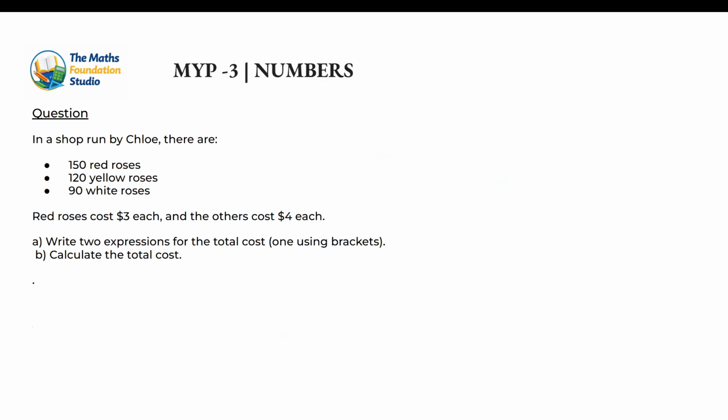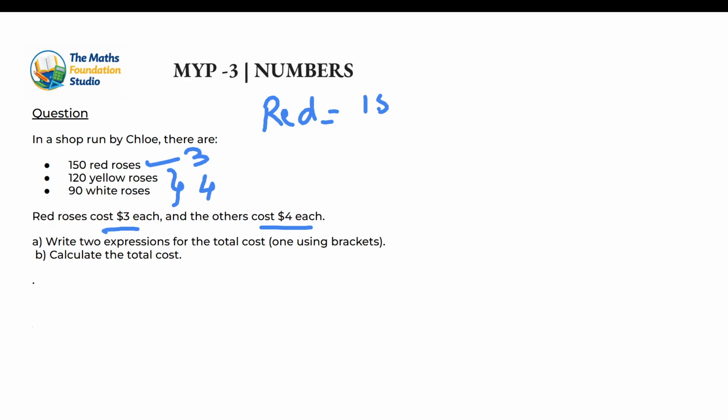In a shop run by Cole, there are 150 red roses, 120 yellow roses, and 90 white roses. Red roses cost $3 each, and yellow and white cost $4 each. Write two expressions for the total cost, one using brackets, and calculate the total cost. Okay, so here what is mentioned is red roses are being sold at $3, whereas these two are sold at $4 each. Okay, so let's try to find the total cost for red roses.